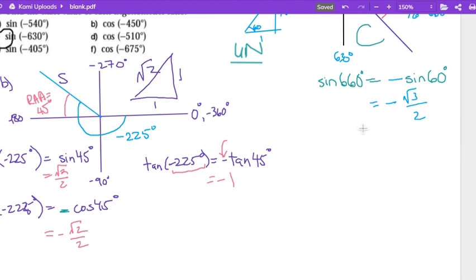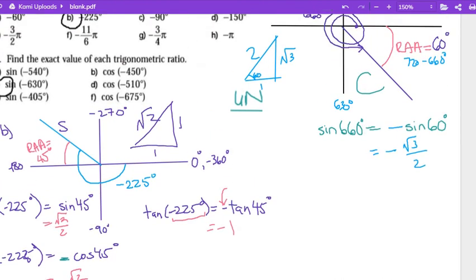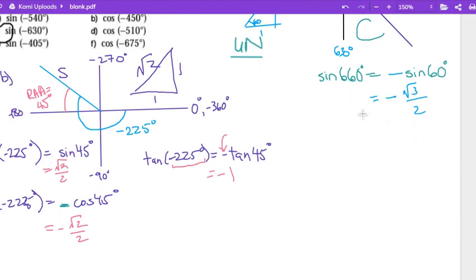Okay. Looking at the last question, we are asked to find the exact value of sine negative 630. Let's do it. Are you recording this? I am. Okay, first thing you do when you see this question, what's it going to be? Sebastian, what do you think?